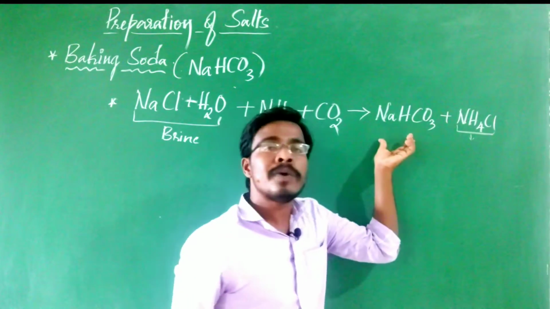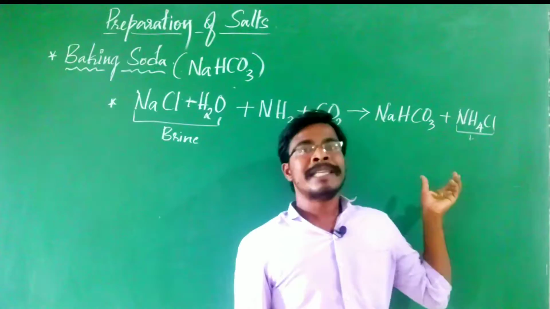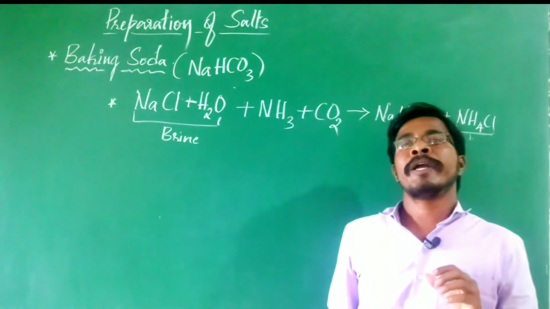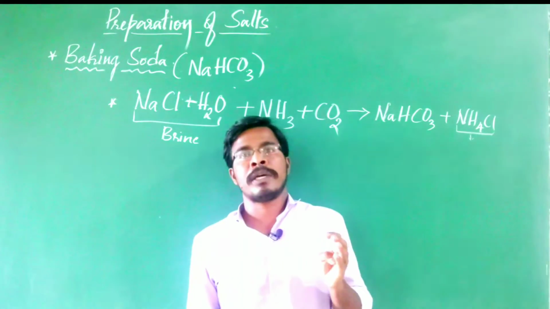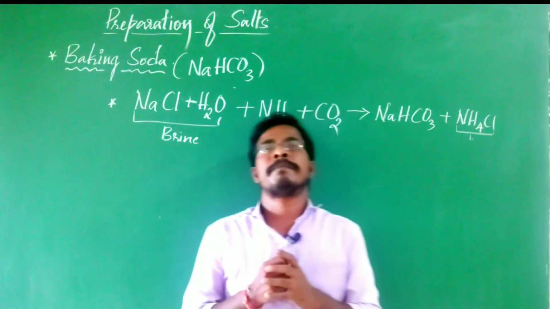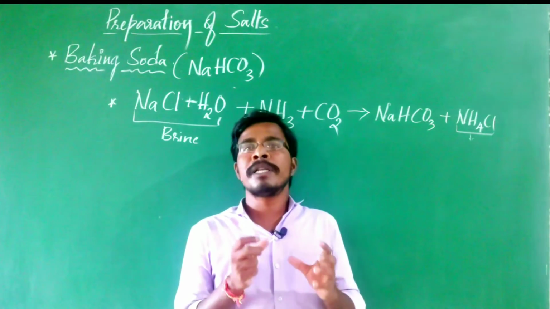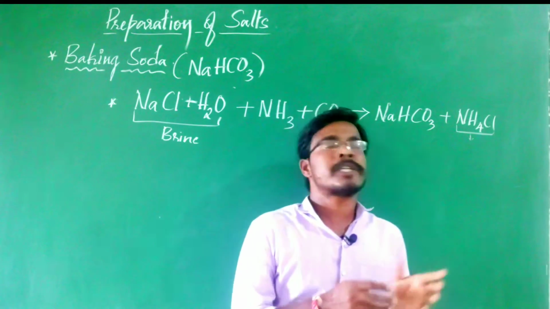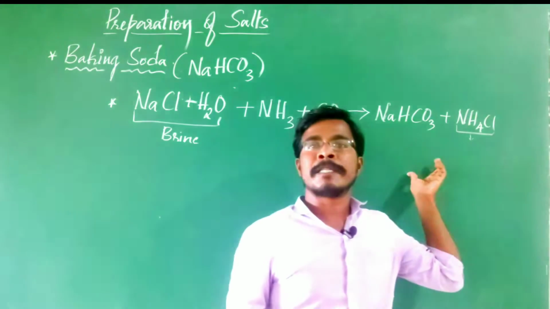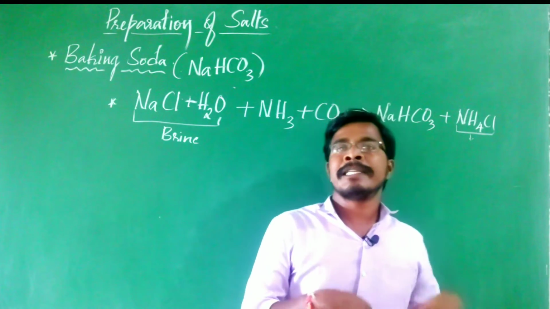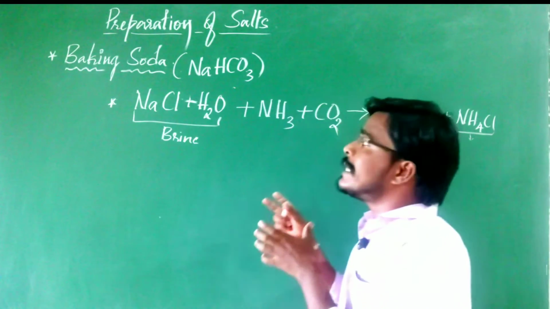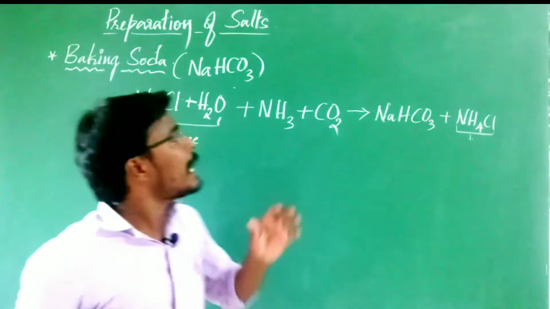When you come to the sodium bicarbonate, it is only slightly soluble in water and it forms a precipitate, so it will be in solid form. Already you know, if a precipitate forms, it means an insoluble solid is formed in the reaction. So sodium bicarbonate is in the form of a precipitate, which can be filtered and extracted from the solution. This is a simple method to prepare baking soda.